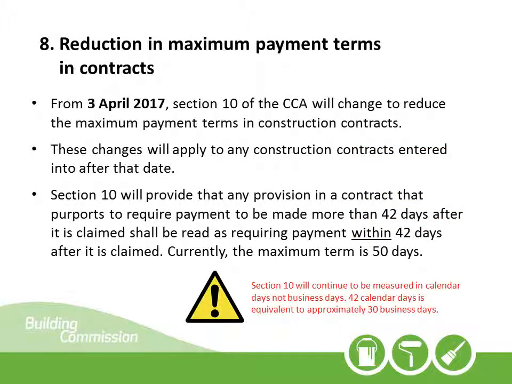The final and important change to the CCA is the amendment to Section 10, which commences operation from 3 April 2017. This change will impact any construction contracts entered into after that date. From 3 April 2017, Section 10 of the CCA will provide that any provision in a construction contract that purports to require payment to be made more than 42 days after it is claimed shall be read as requiring payment within 42 days after it is claimed. It is important to be aware that days in Section 10 will continue to be measured in calendar days, not business days, like the changes to other sections of the CCA.